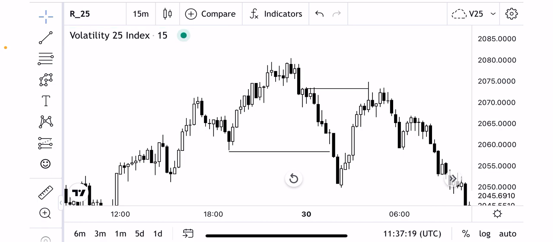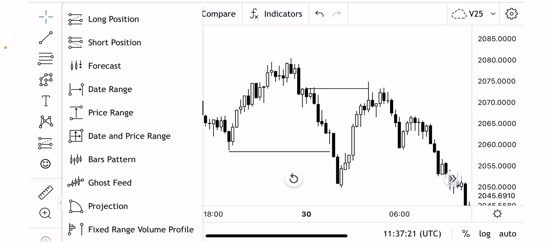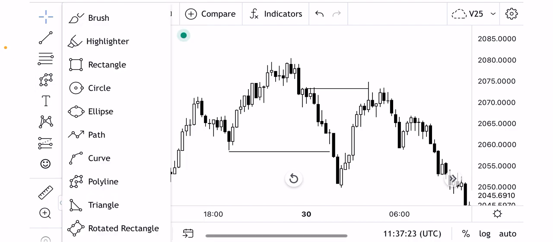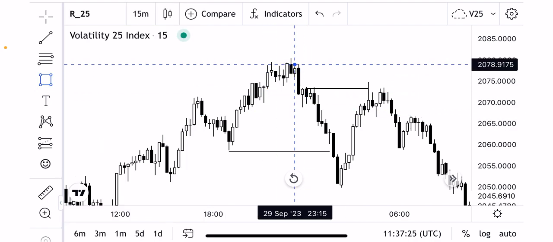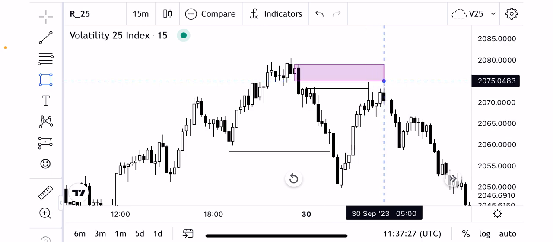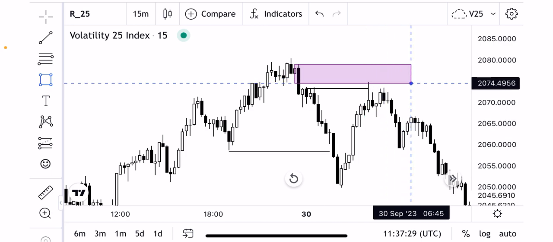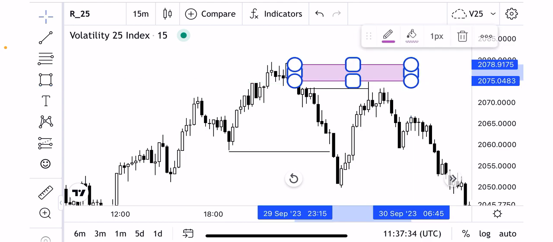It came back and gave a good test of the sponsored candle. That's clean enough. Okay.